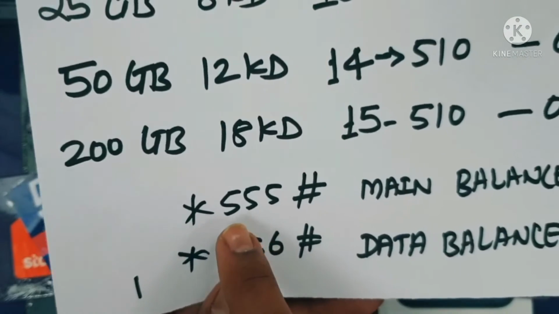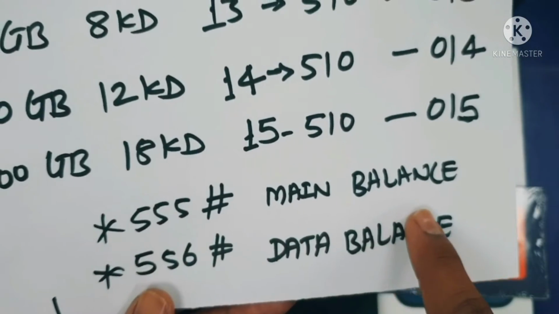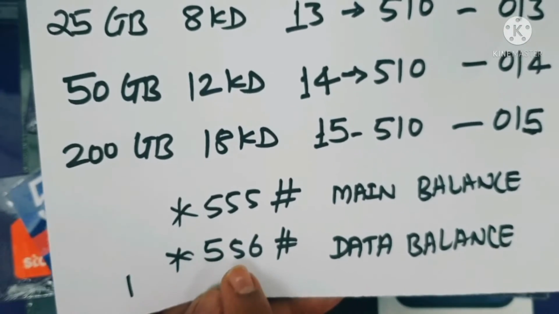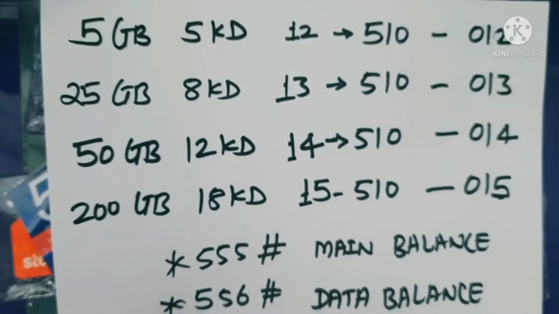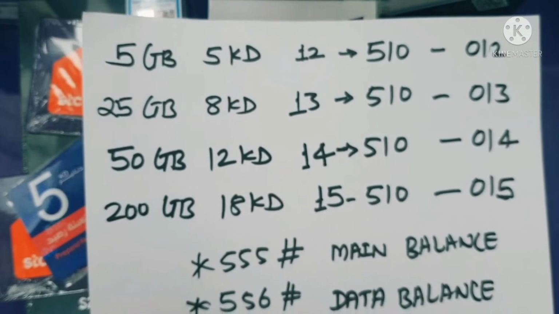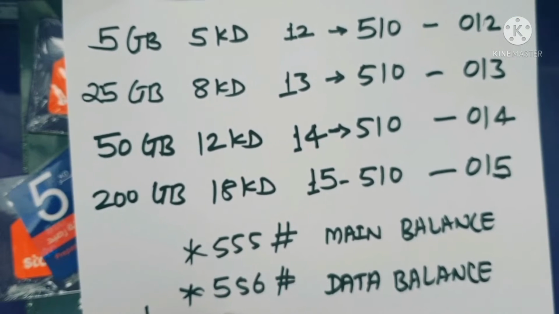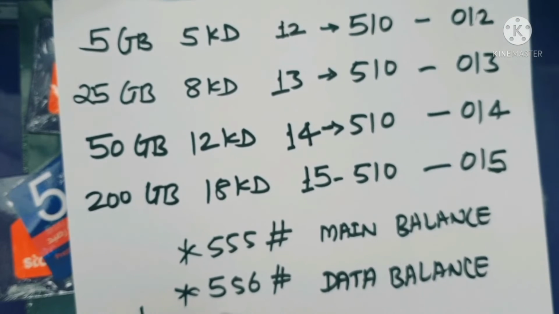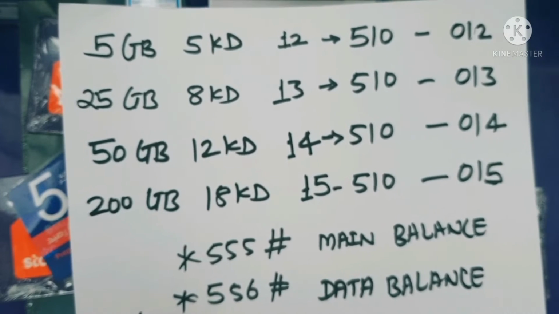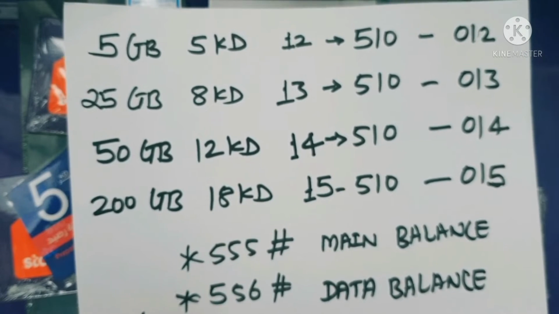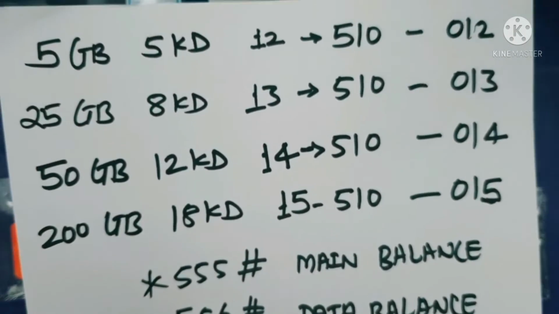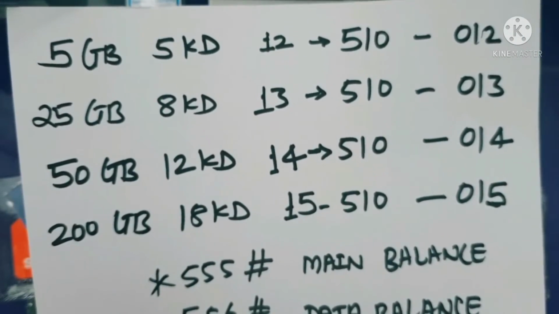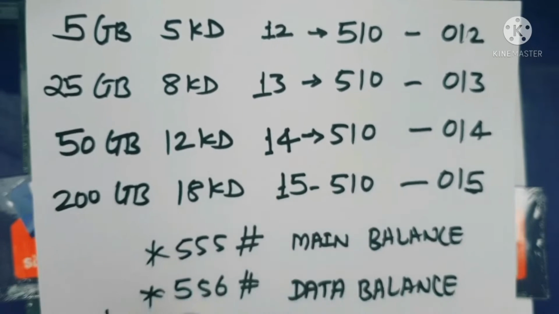To check main balance, dial star 555 hash. To check data balance, dial star 556 hash. Okay, this is how, through the numbers and through the voucher cards, you activate and deactivate your data plans on the STC SIM card, and how to use the main balance and everything on this STC SIM card. This is the one.